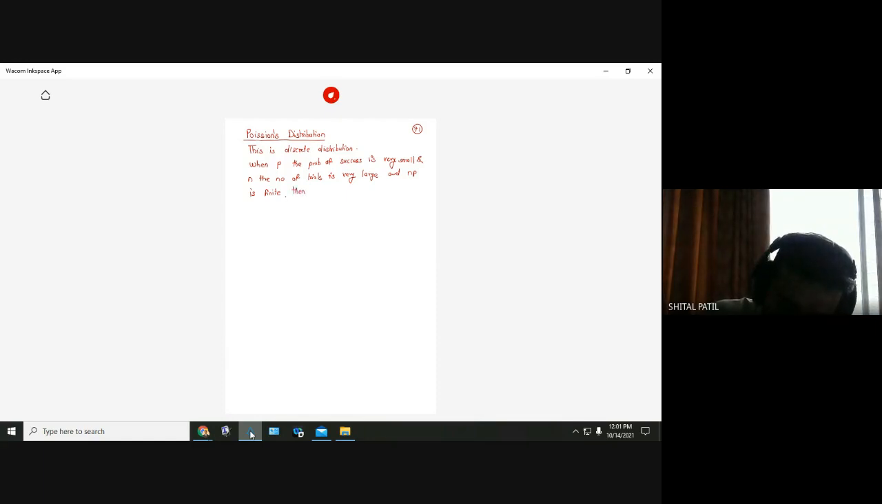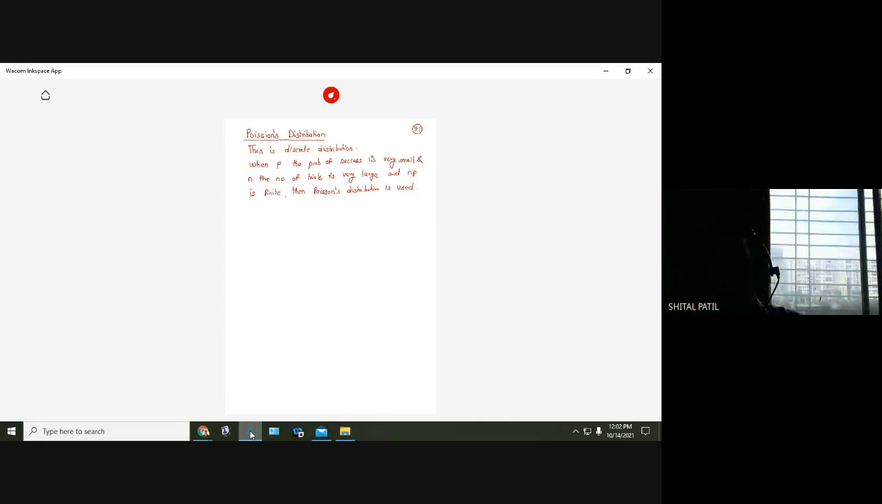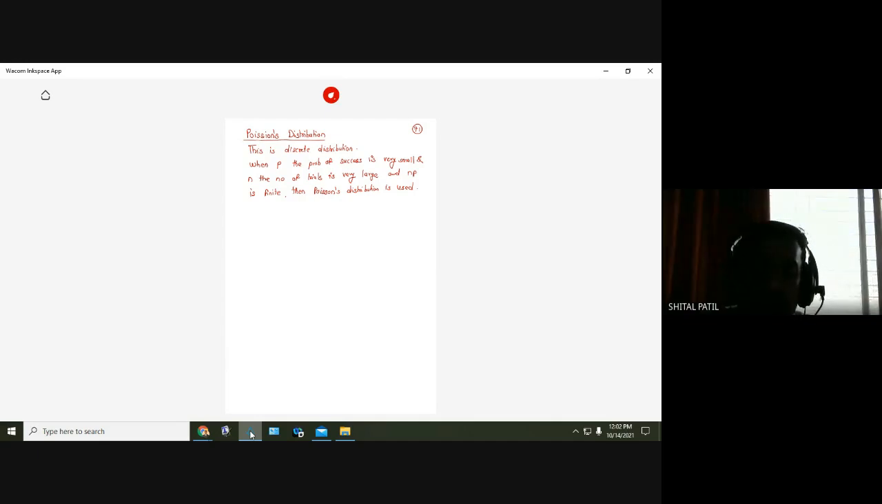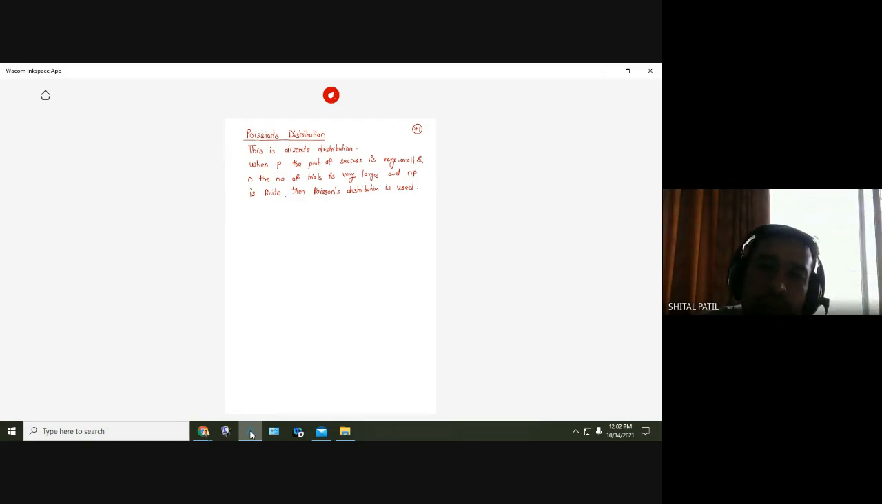Then Poisson's distribution is used. Understand the difference between the binomial and Poisson's distribution. In the case of Poisson's distribution, p is very small, whereas n, the number of trials, is very large, and np is finite. What about the number of outcomes? In the case of binomial, only 2 outcomes are there.